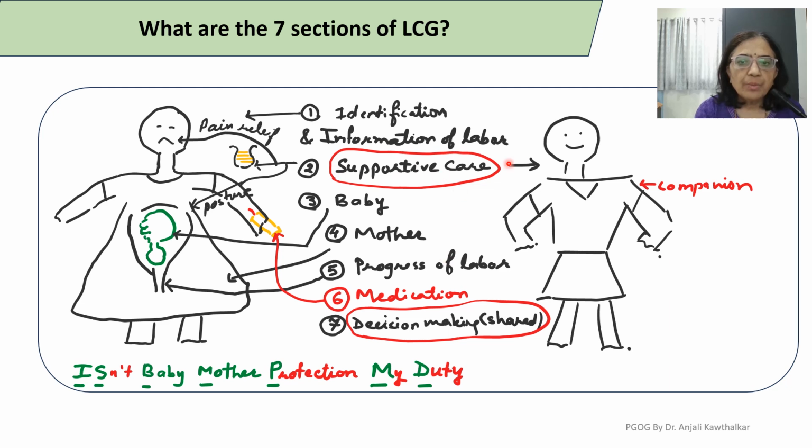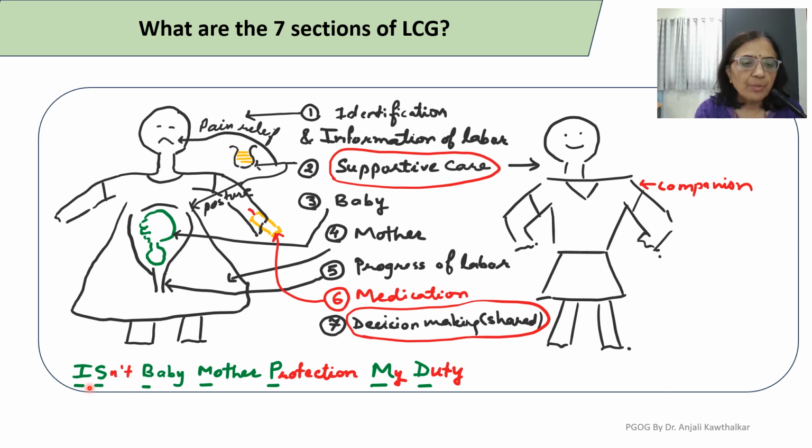Supportive care includes presence of a companion, pain relief whenever required, providing oral fluids, and giving proper posture where the supine position is avoided. Now, a mnemonic to remember all these 7 sections, I have prepared this as: Isn't baby mother protection my duty? I think this is our primary duty, because whenever we care for a laboring woman, our main aim is to protect the baby as well as the mother against all the possible complications. And that way you can remember this mnemonic to remember these 7 sections.